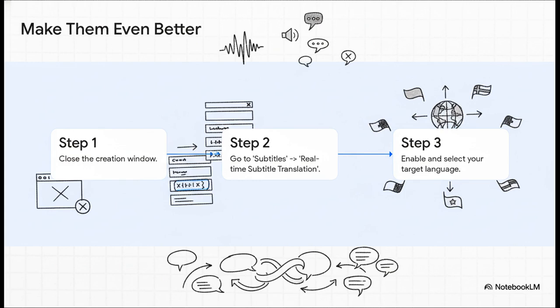Once your subtitles are generated, you can close that little creation window. Now, go back to the subtitles menu, but this time, look for real-time subtitle translation. You can actually turn this on, pick a language, say English, and PotPlayer will translate the subtitles it just made for you on the fly as you watch.